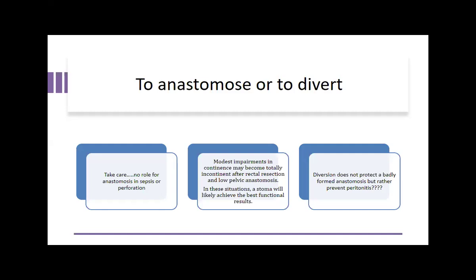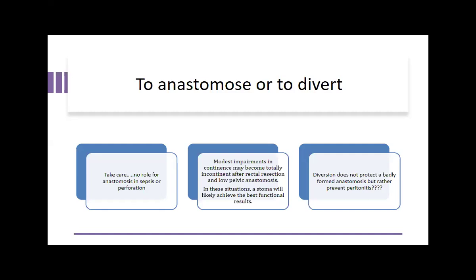Anastomosis will not pass in the sepsis or in the pus. Second thing, you need to consider before doing an anastomosis the degree of continence of this patient. If the patient is already marginally continent before you remove the rectum, and then you have to remove the rectum or a large part of the rectum and the rectal ampulla, then there will be much more incontinence. So a stoma will be better for the patient than an incontinent anastomosis. He will function better with a stoma than with an incontinent anastomosis.